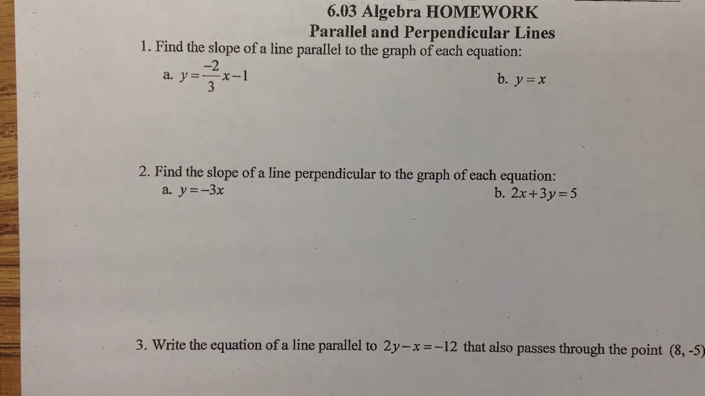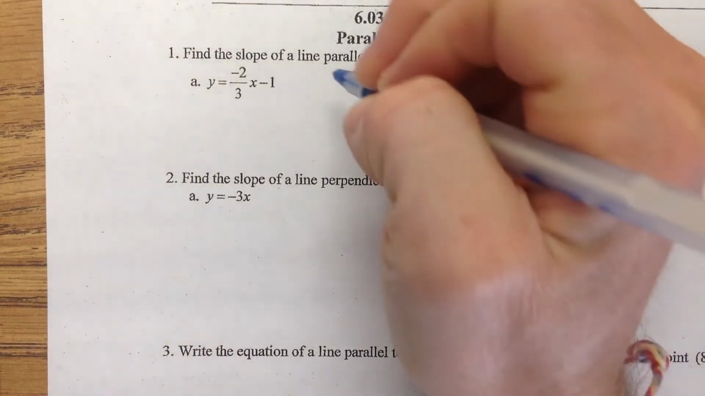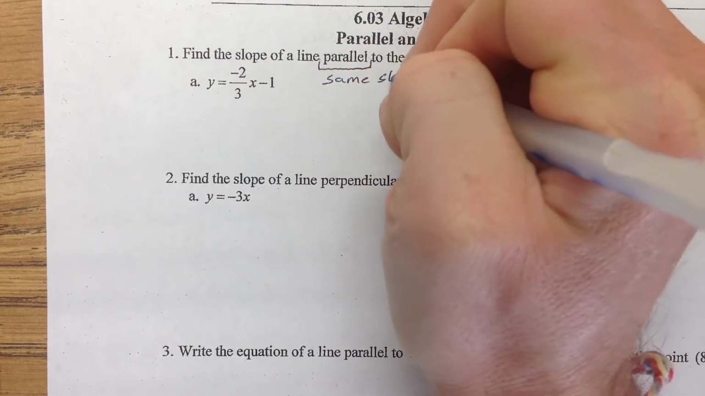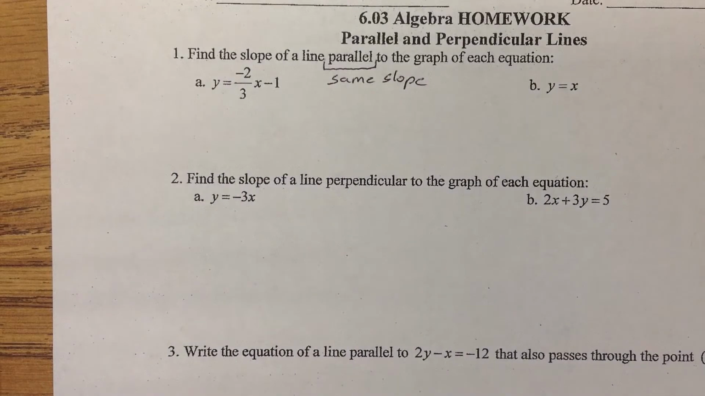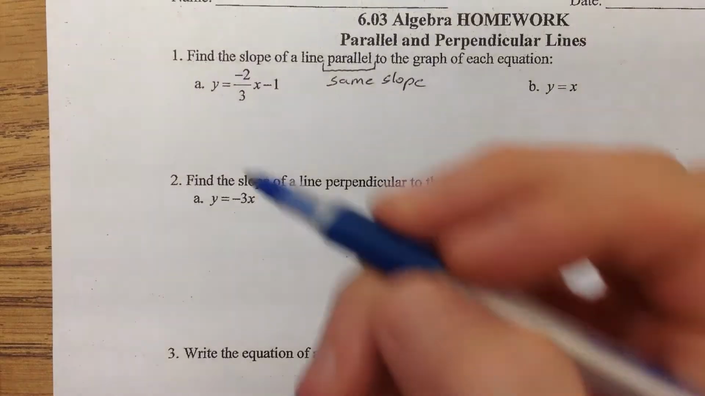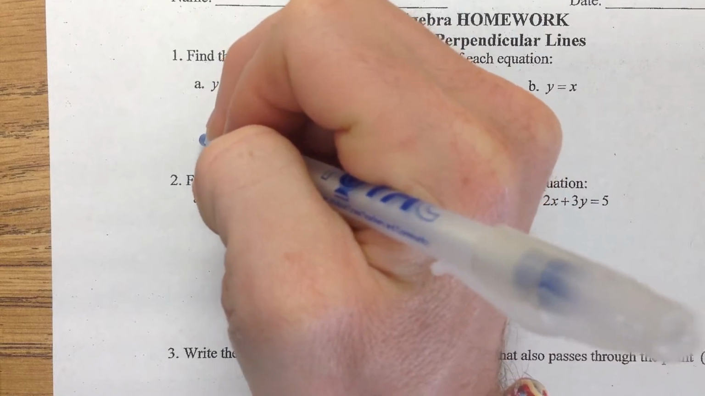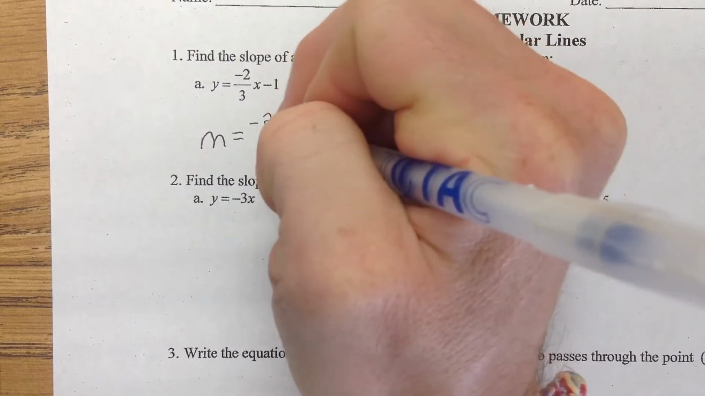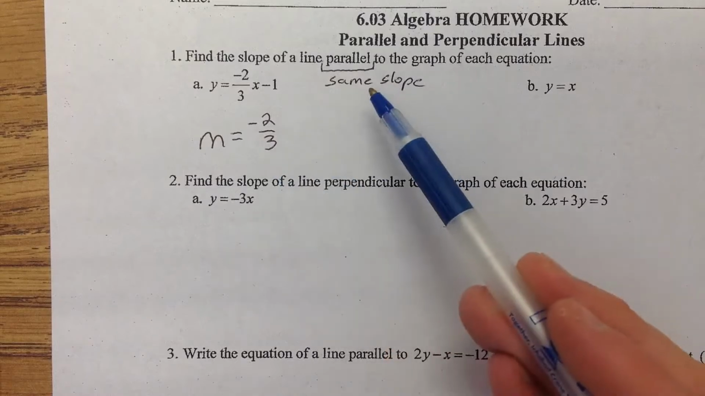Number 1 says, find the slope of a line parallel to the graph of each equation. So what we have to remember here is that when lines are parallel, they have the same slope. These are questions kids tend to try to make more challenging than they actually are. If the slope of this line is negative 2/3, the slope of a parallel line is just going to be negative 2/3. It's going to be exactly the same because parallel lines have the same slope.